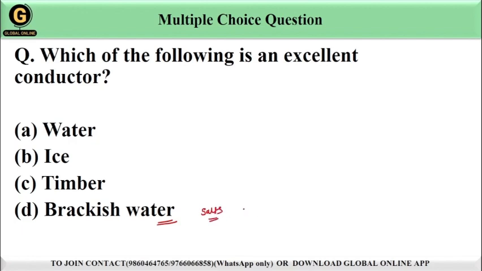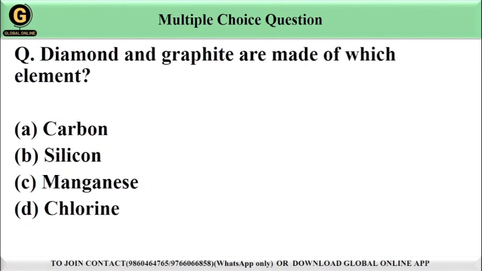Water with high salt content like seawater or brackish water is a much better conductor than pure water. In contrast, pure water like distilled water is a poor conductor, and materials like ice and timber are generally not good conductors of electricity. So the correct option for this question is option D, brackish water. Let's see the next question.